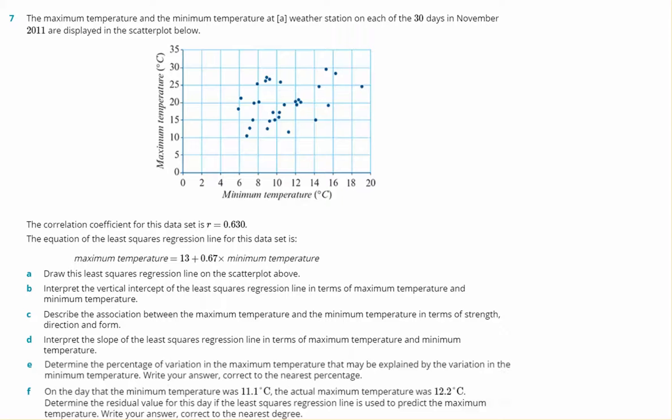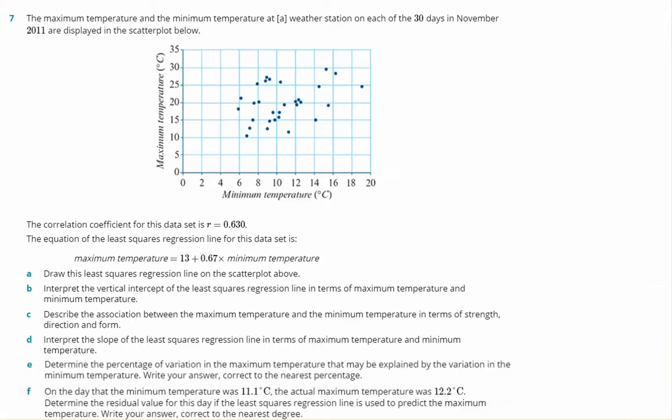Further maths, we can look at question 7 from exercise 7E. So we've got a scatter plot shown here, and there's a relationship between the minimum temperature and the maximum temperature. The maximum and minimum temperatures of a weather station on the 30 days of November are displayed on the scatter plot below. They've given us an equation relating the minimum and maximum temperature.